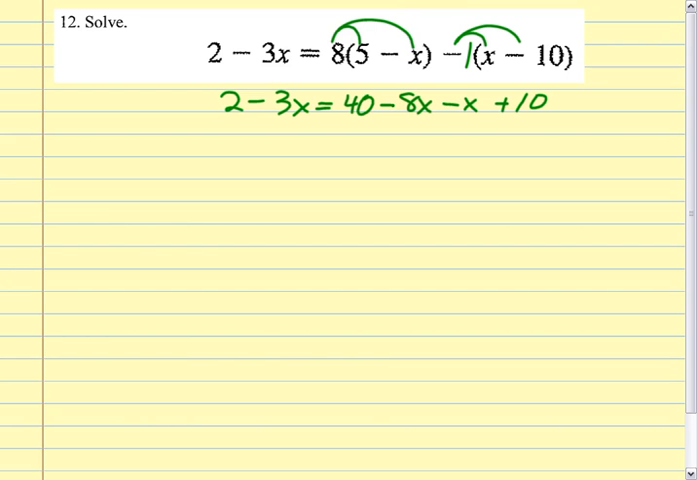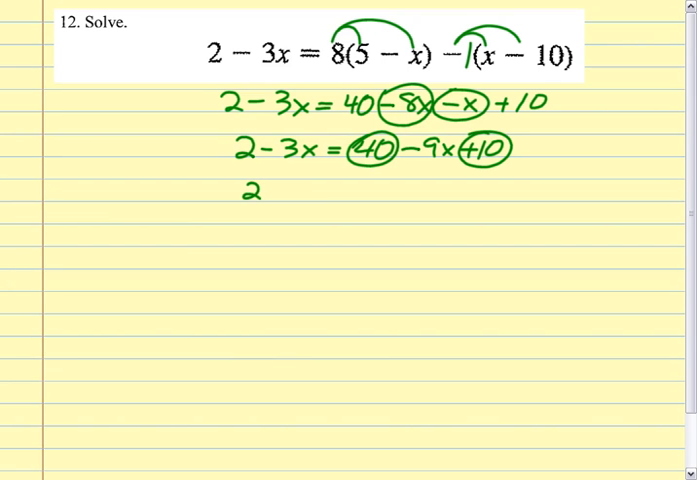All right? Looking good so far, but look, I can combine some terms over here. I'm going to get 2 minus 3x is equal to 40 minus 9x plus 10. Look, I can combine these two, 40 and 10. So I'm going to get 2 minus 3x is equal to 50 minus 9x. Now I'm done simplifying.